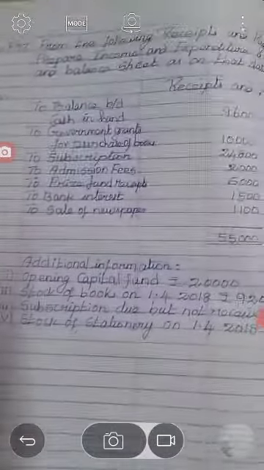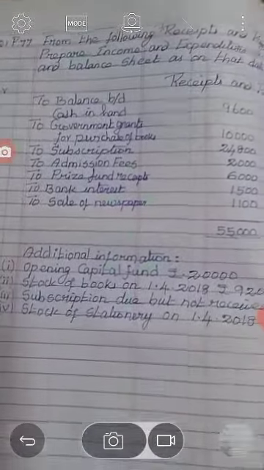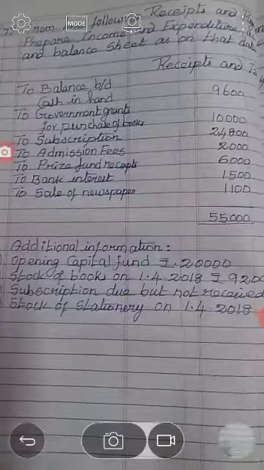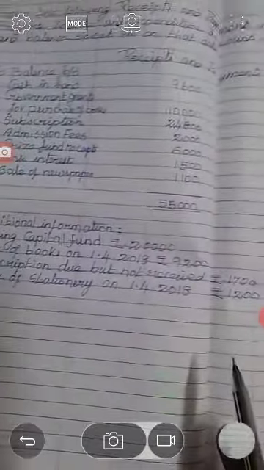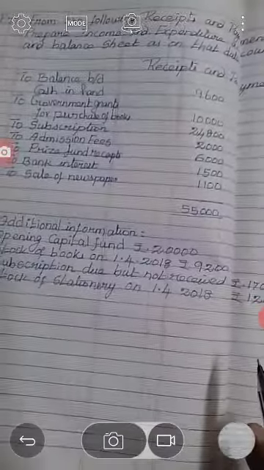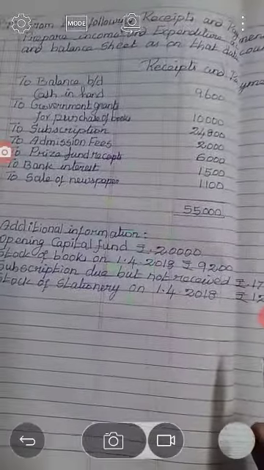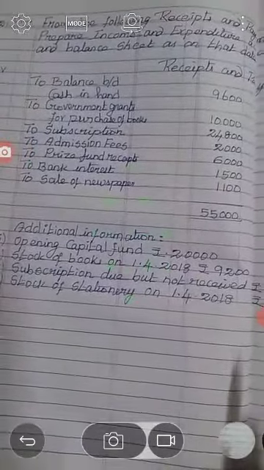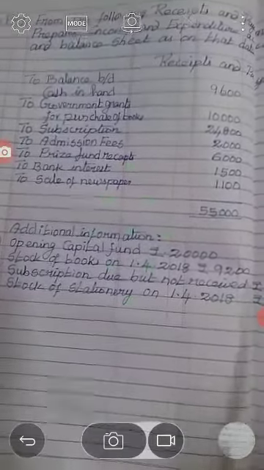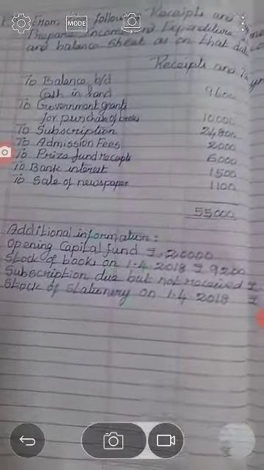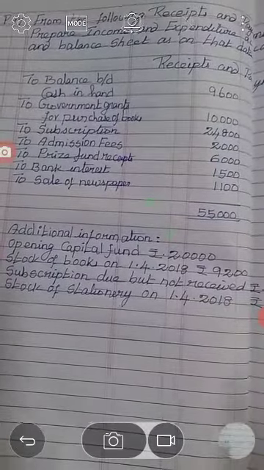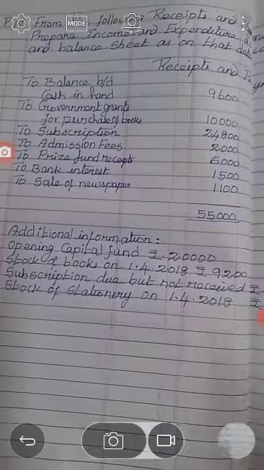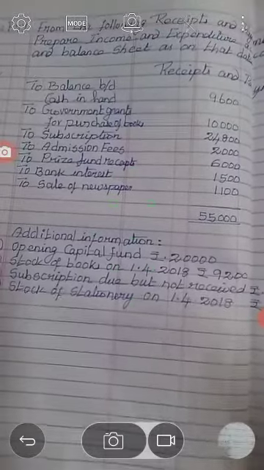In the additional information, opening capital fund is 20,000, stock of books, then subscription due but not received, it is an outstanding, then stock of stationery. So all these we call additional information. In the additional information, library books, subscription and stationery come, three items. So wherever stationery, books and subscription are needed, we can put a small marking at that place.